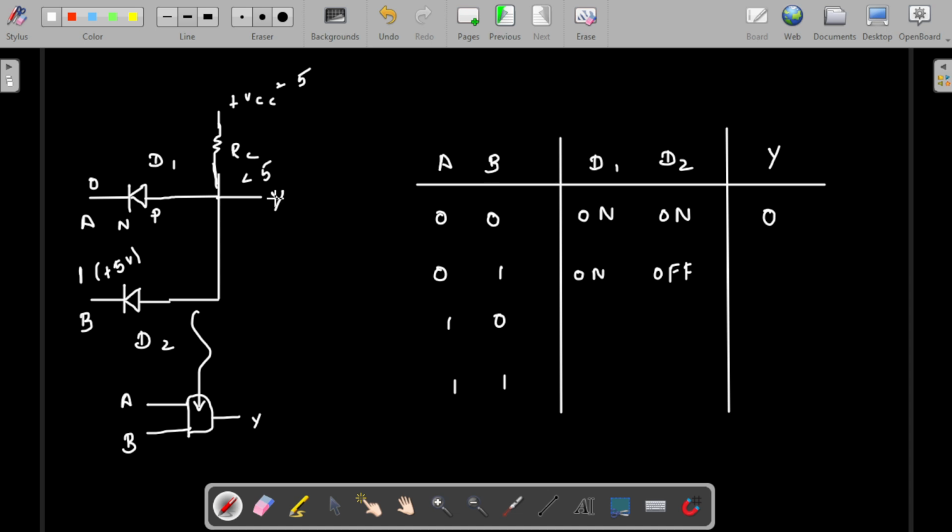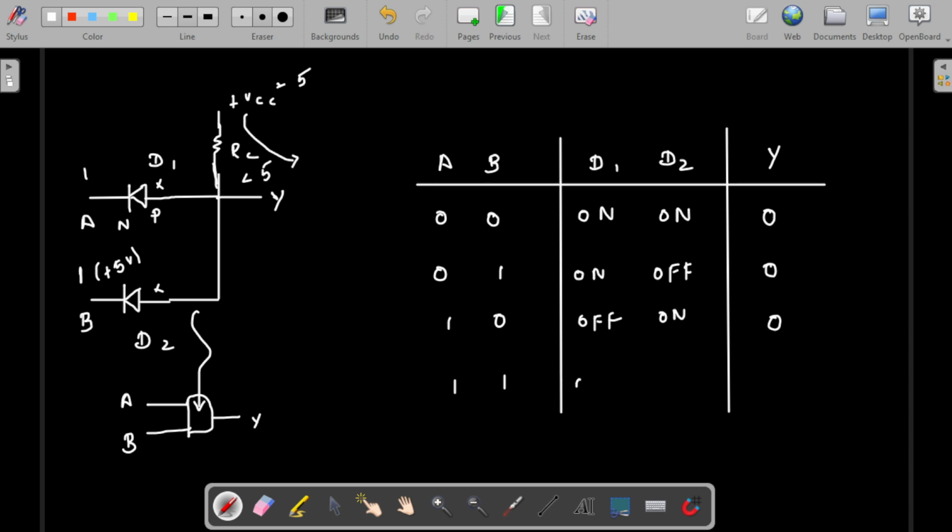So here also the Y is directly shorted to the 0, so the output will be 0. The same case here, where D1 will be off and D2 will be on, the same output will be 0. So if we take an example where both the inputs are 1, then both the diodes will be off. So this will also be off, this will also be off. Then this terminal will be directly connected to Y.